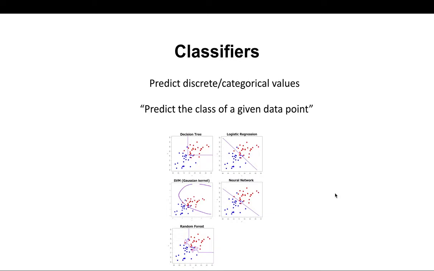As you can see in the graphic, there's just some examples of classifiers: decision trees, logistic regression, SVMs, neural networks, and random forests. These are some of the most dominant classifiers used in today's machine learning. And throughout the video, we will discuss the roles of some of these classifiers, specifically decision trees.